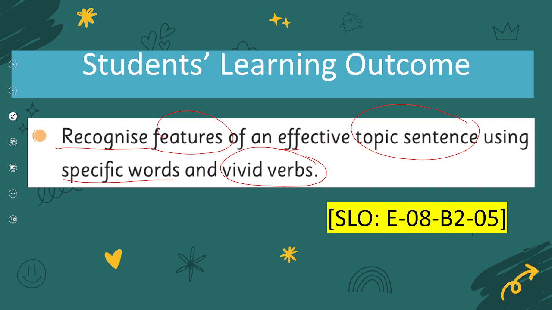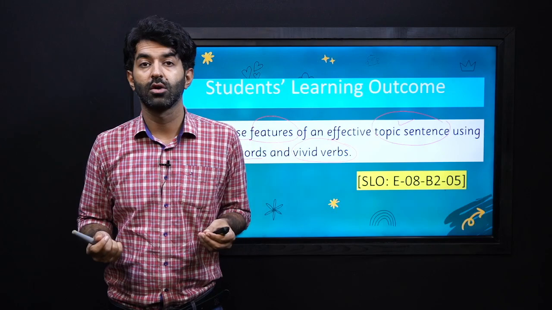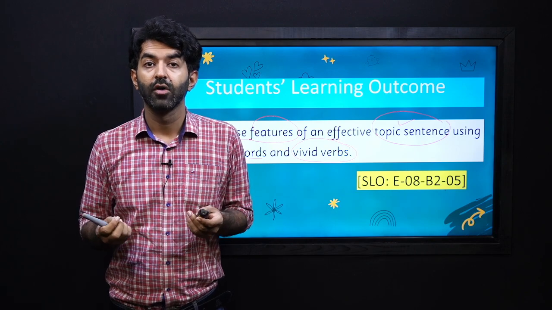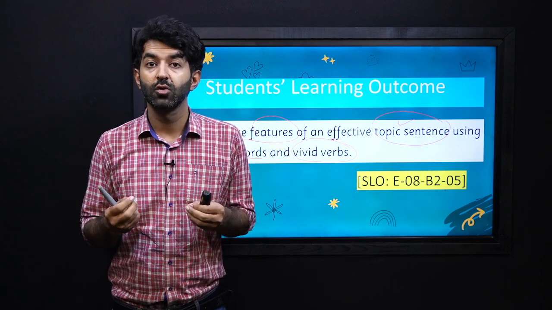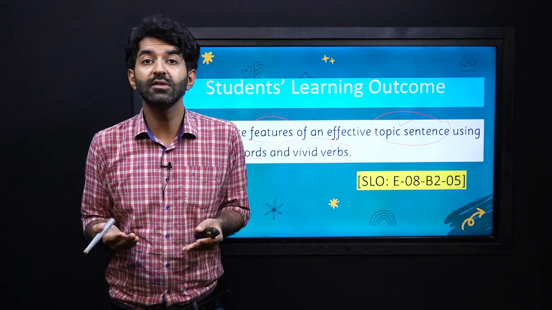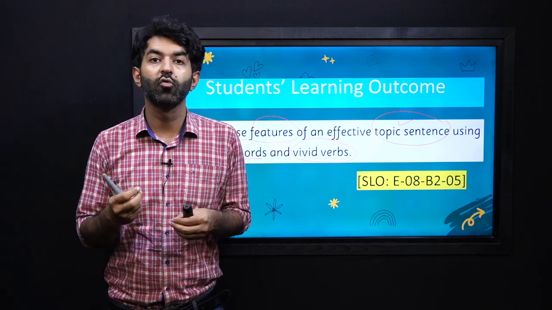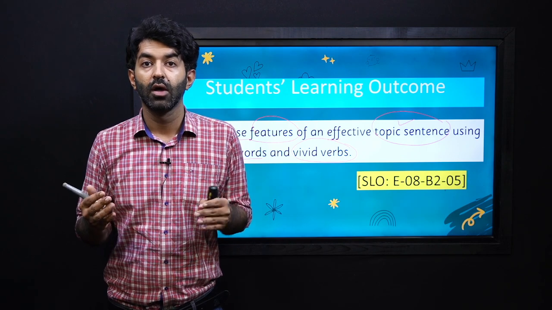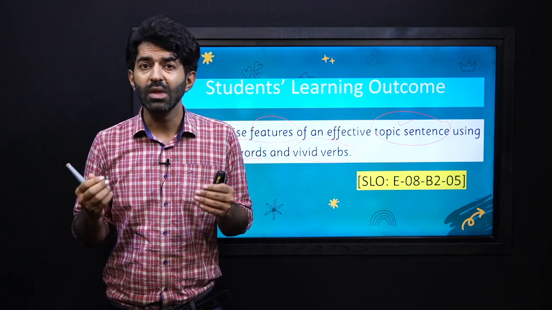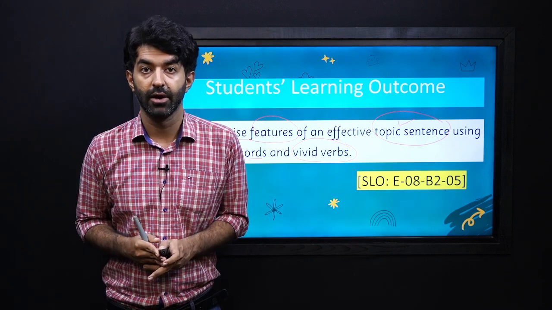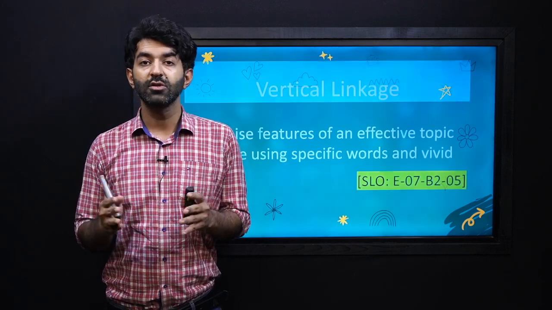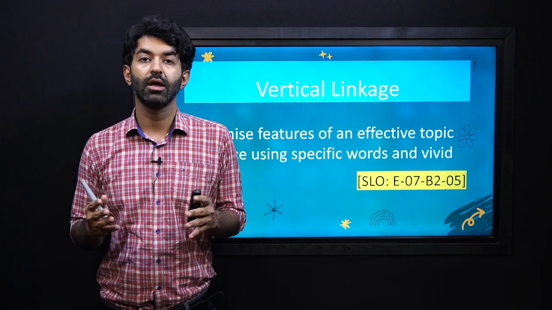We are going to see that in a text, when it is divided into different paragraphs, each paragraph contains a topic sentence which gives the main idea, and that sentence has some specific words through which we can recognize the main idea, and also some verbs that are vivid, which can ignite an image in your head. Now, let's talk about it in detail today in this lesson.